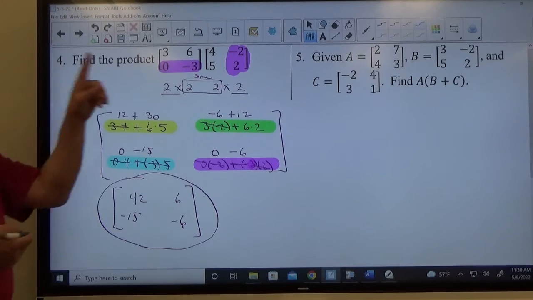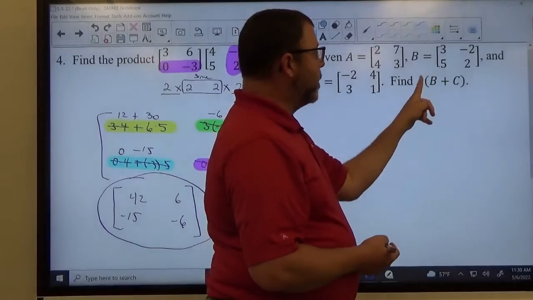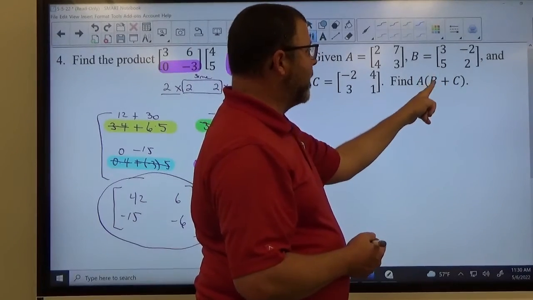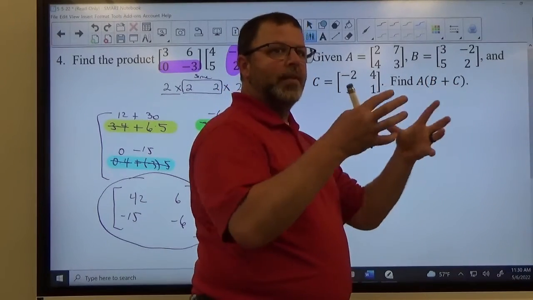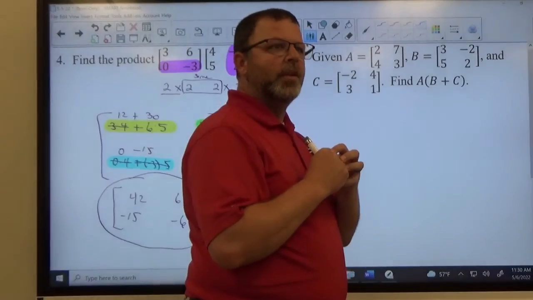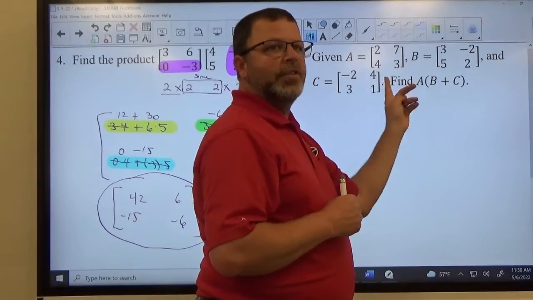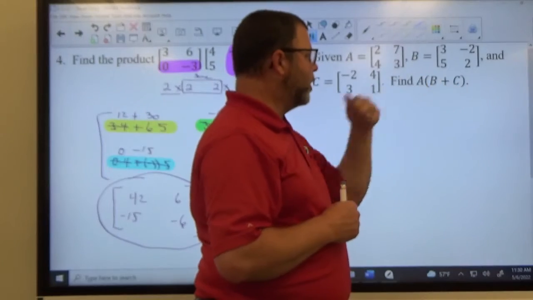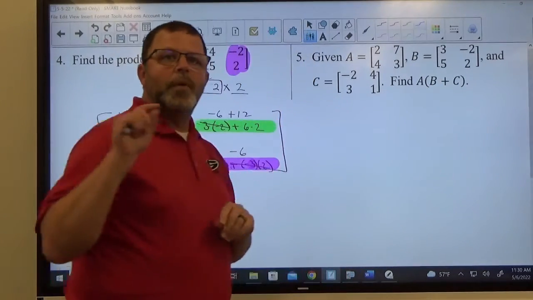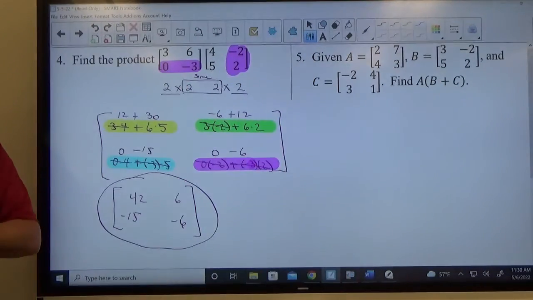Okay. Number 5, we have a distributive property here. Option A is to multiply A times B and A times C and then add them together. We'll call that the bad option. Option B, we add these together first, then multiply the sum times the matrix A. Remember with matrix multiplication, the order of multiplication does matter, so make sure you don't modify the order of things.